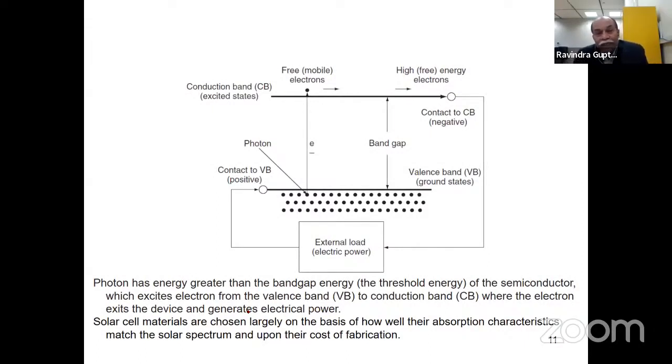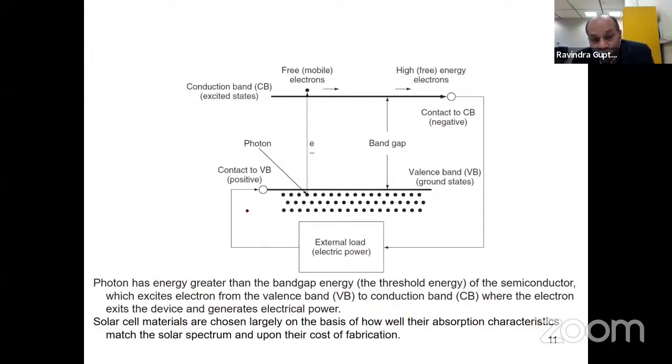If we have any semiconductor material, there we have one valence band and then a conduction band. If we have a photon which has energy greater than the band gap energy of the semiconductor, then because of the absorption of the photon, this electron gets excited from the valence band to the conduction band, and then this electron migrates through the external load and gives power to the device. So this is the basic physics actually.